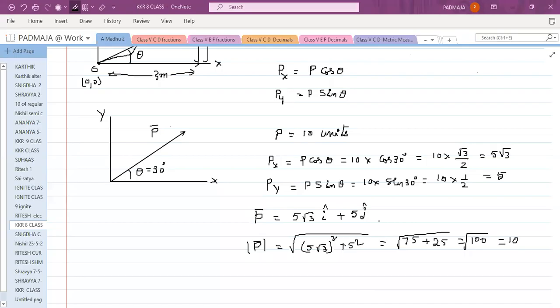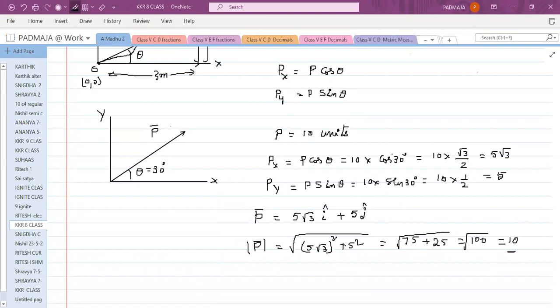So in the beginning, I had taken the magnitude of the vector p bar as 10 units. Now after resolution of the vector also, if I find the magnitude, I get again 10 units. So my resolution of the vector is correct here.